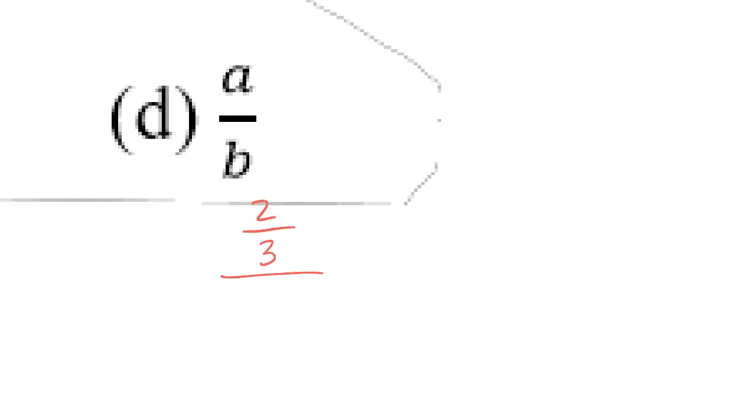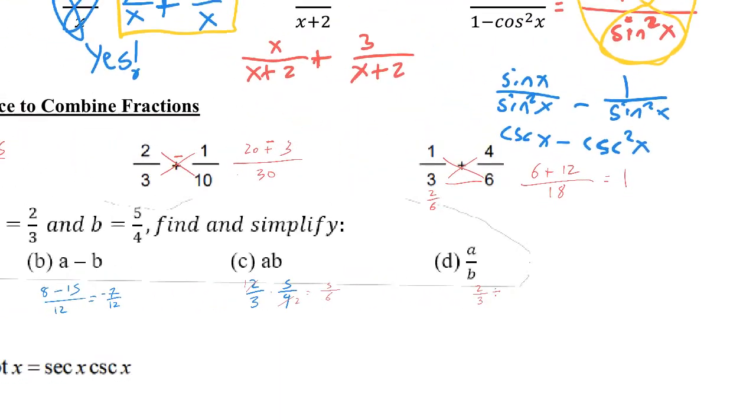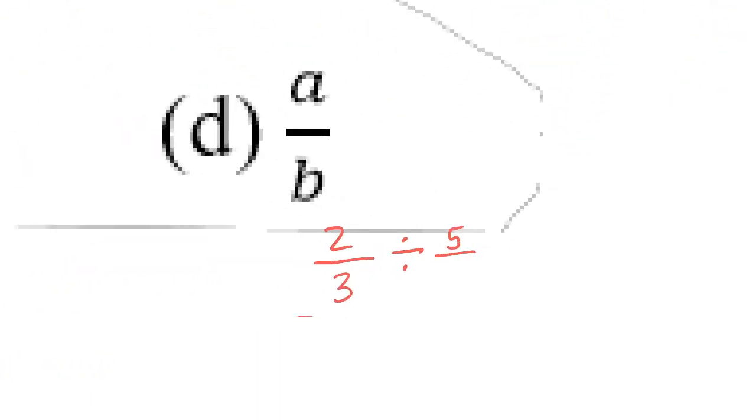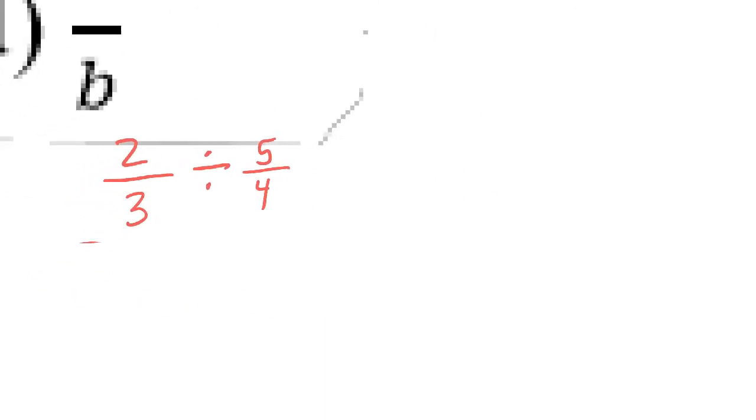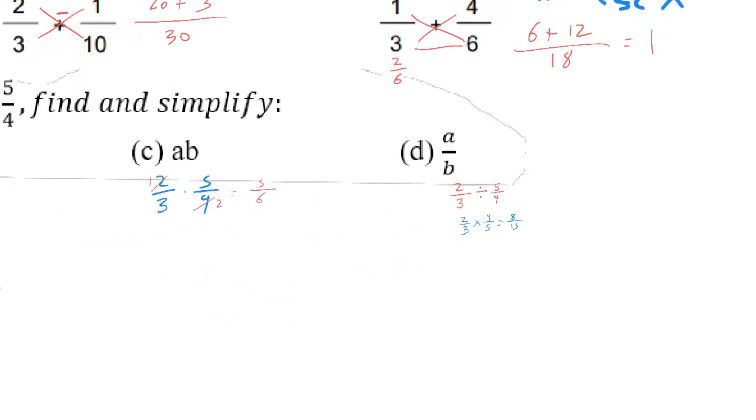And then divided is, I like to say "stay, change, flip," is my little saying. So if I had this and I am dividing it by 5/4, then the first one stays, the divide changes, and the second one flips. Stay, change, flip. And so now, whenever you're multiplying, you just go straight across. And that one didn't cancel. Nothing canceled first. So just a quick review of fractions.